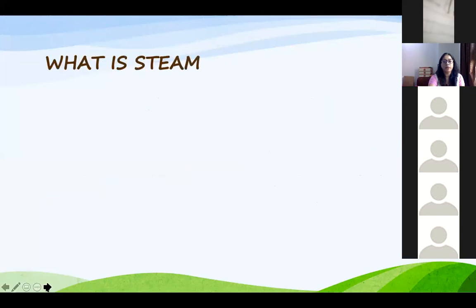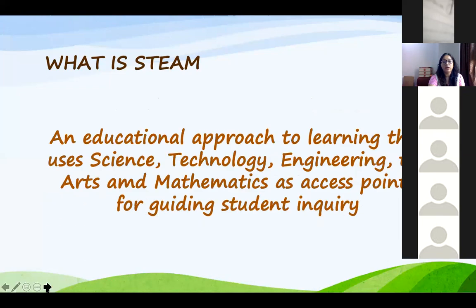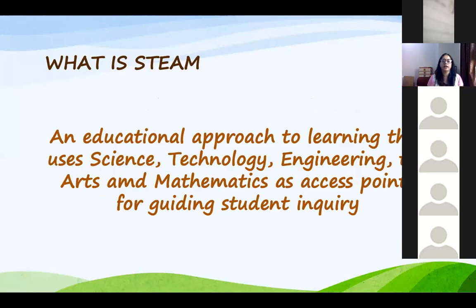Going further, we have what is STEAM. Now, this is the complete definition of STEAM. अगर किसी को photo खींच के रखना है, they can take it. An education approach to learning that uses science, technology, engineering, the arts, and mathematics as access points for guiding students' inquiry. So, in order to guide students' inquiry, students के अंदर जो आपका doubt है.